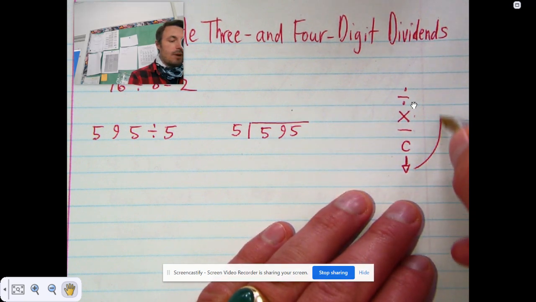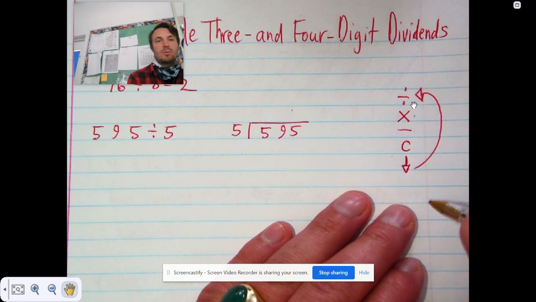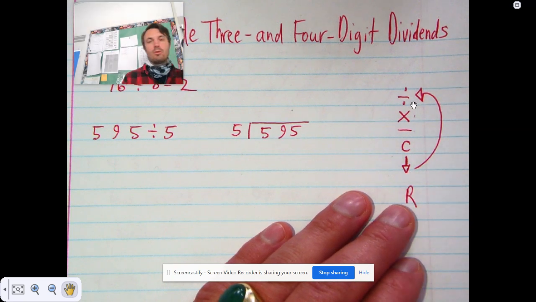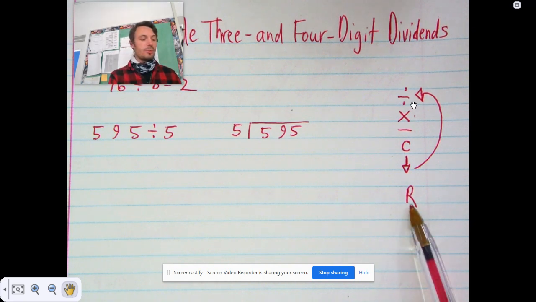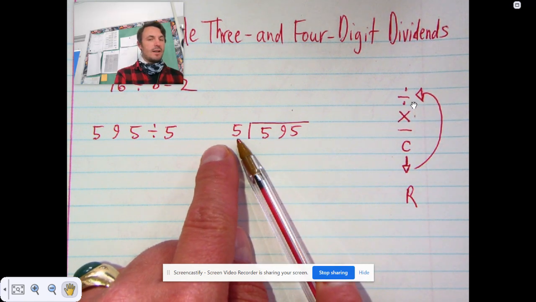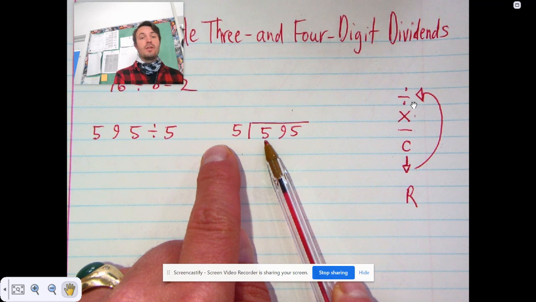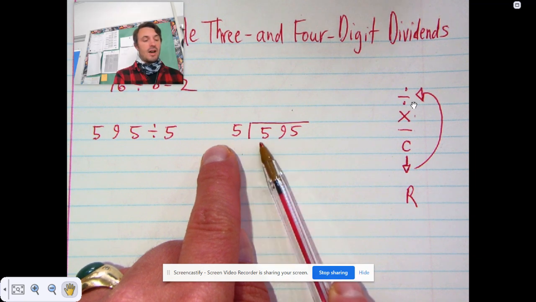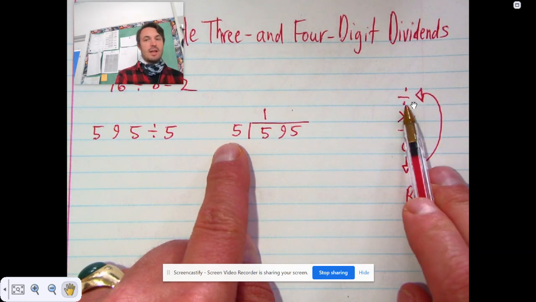And then we go back up to divide, and we cycle through these steps as many times as we can until there's nothing left to bring down, and then we write our remainder, which is the last step, if there is a remainder. So let's apply these steps to this problem. First step is divide. We divide the divisor into the first part of the dividend. We can fit 5 into 5 one time. That's the first step, divide.